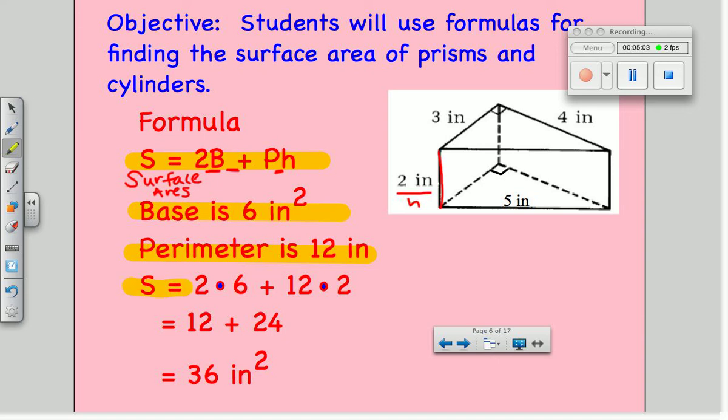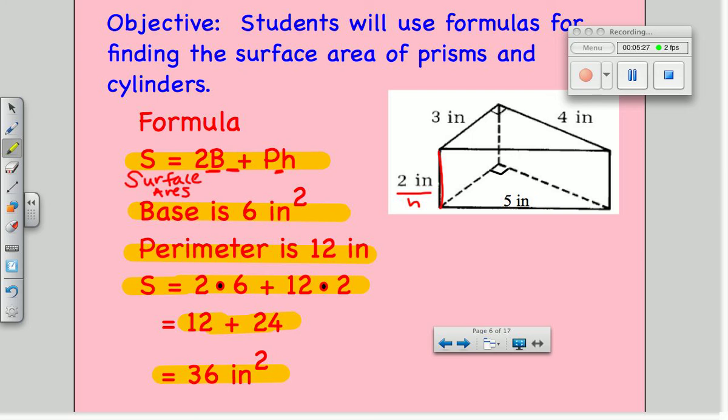So the surface area is 2 times the area of the base, so 2 times 6, plus the perimeter of the base, which is 12, times the height, which is 2. 2 times 6 is 12, and 12 times 2 is 24, and when we add them together, we get 36.